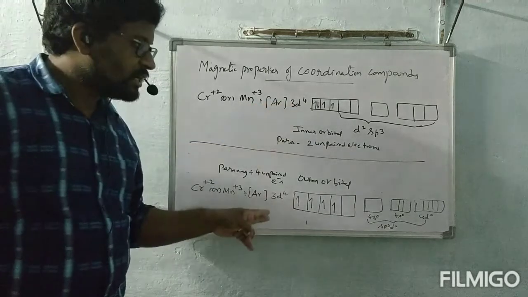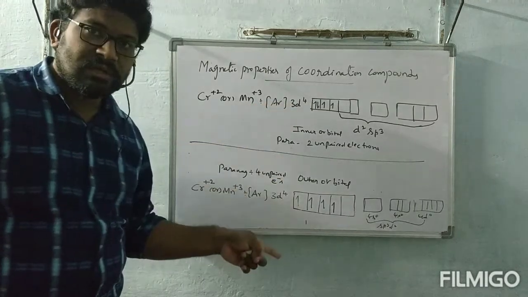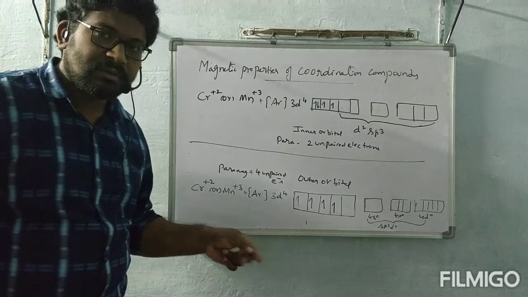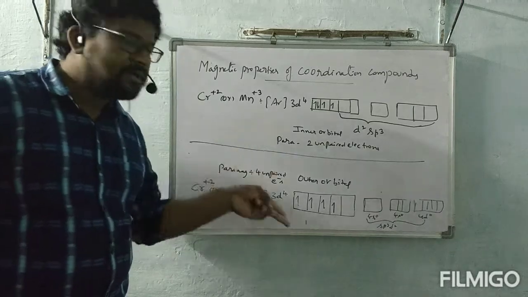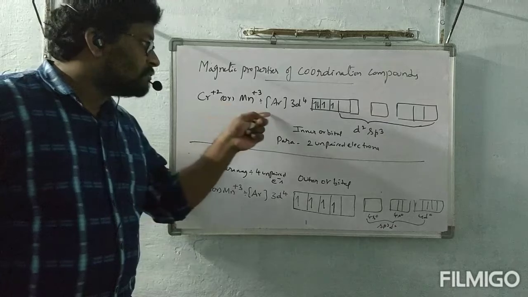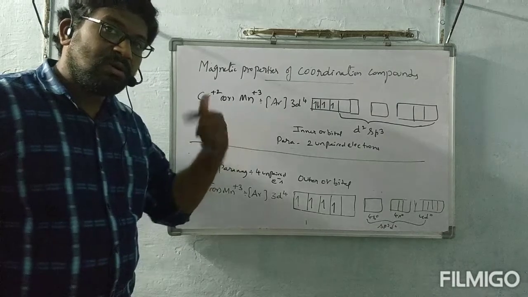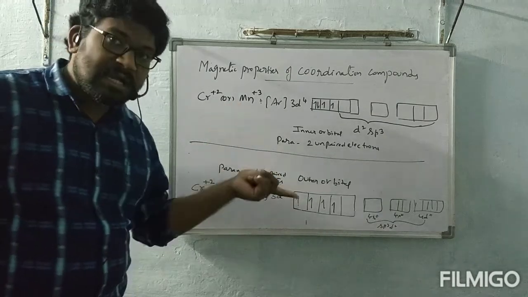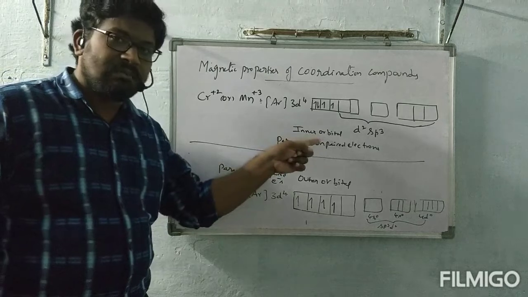In this 3d4 configuration, we face two types of magnetic properties. One more time, two types of magnetic properties are shown by 3d4 configuration. With some ligands, this complex will show an inner orbital complex.